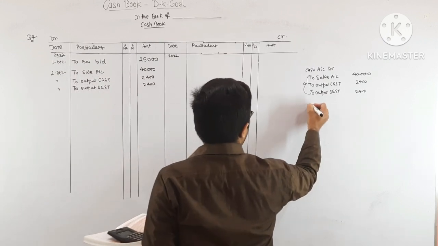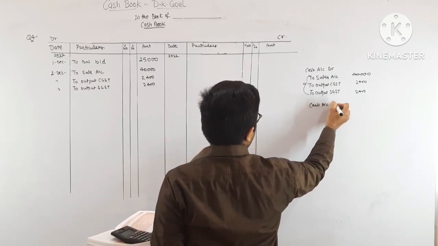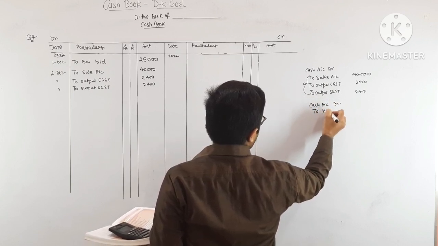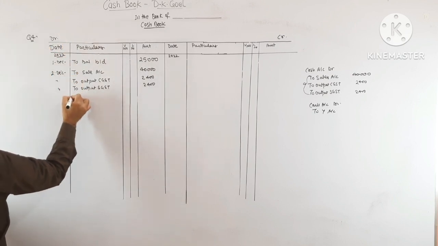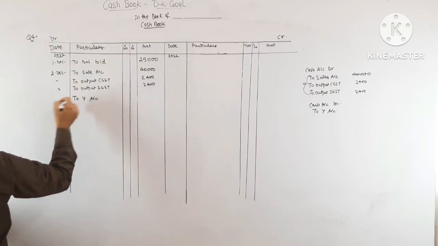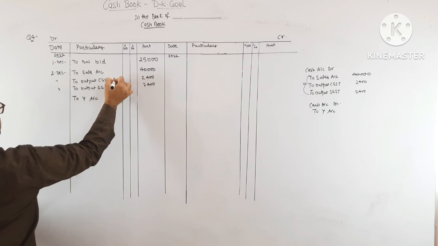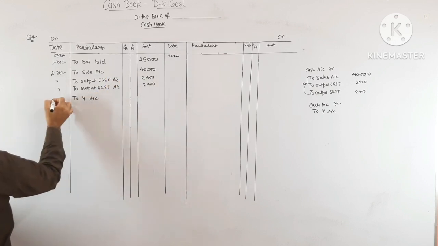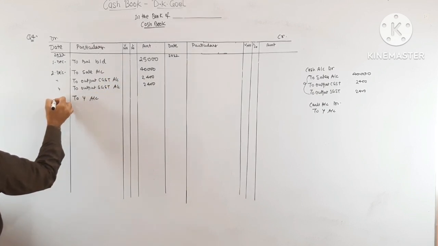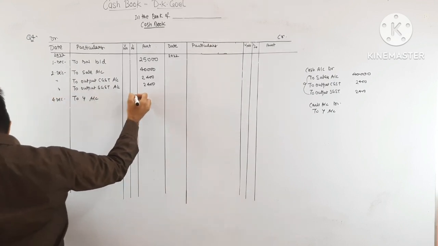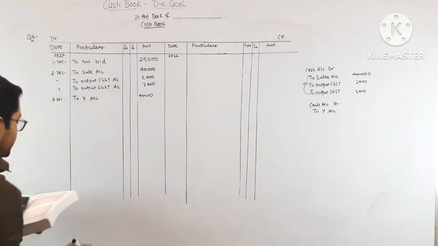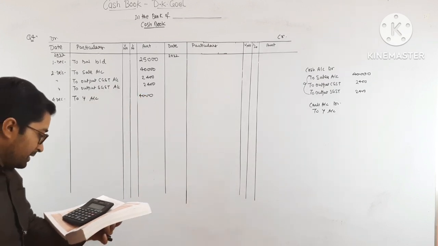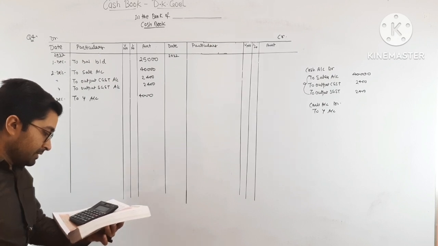तो व्हाट द एंट्री विल बी? कैश अकाउंट डेबिट टू Y अकाउंट, ठीक है। सो कैश डेबिट में, तो डेबिट में आ जाएगी. यहां लिखेंगे क्या? टू Y अकाउंट. डेट इज 4 December. टू Y 4,000. Clear? 4,000.